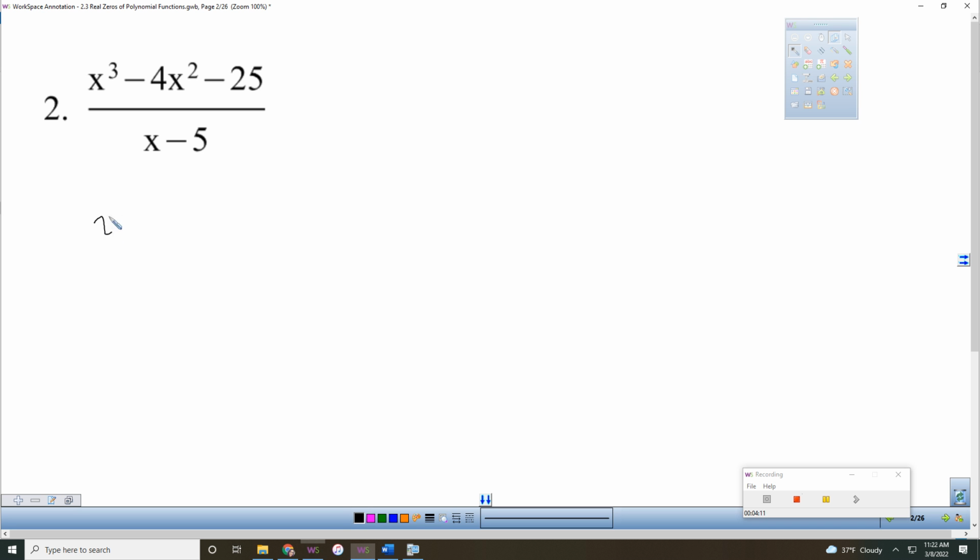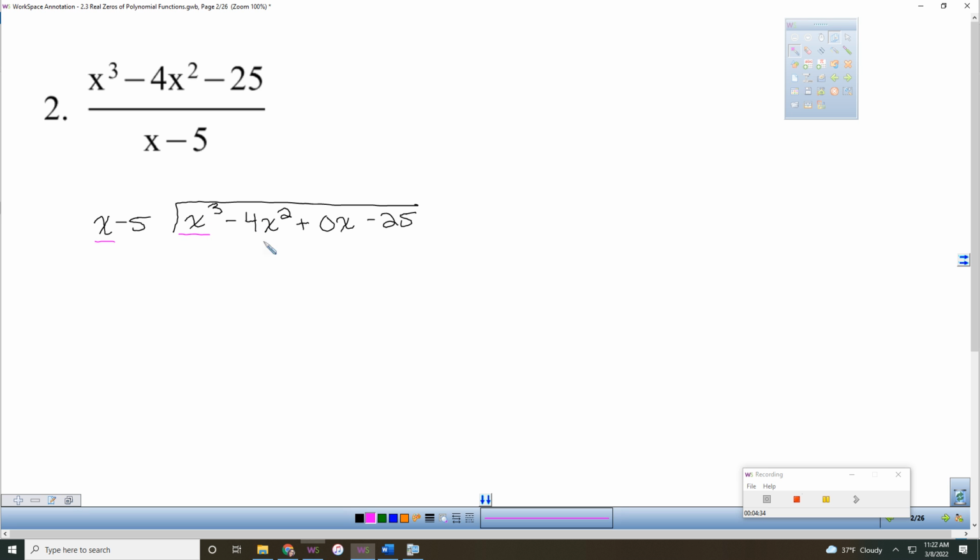Alright, so I'm going to put the x minus 5 outside, and then what I'm dividing goes on the inside. So I have x cubed minus 4x squared minus 25. But remember, I told you if you're missing a term, you should put a placeholder there so that you don't forget about it. Alright, and then I do this process again.